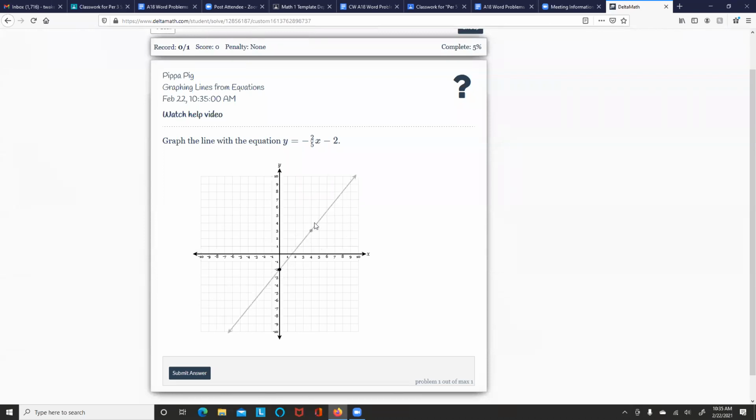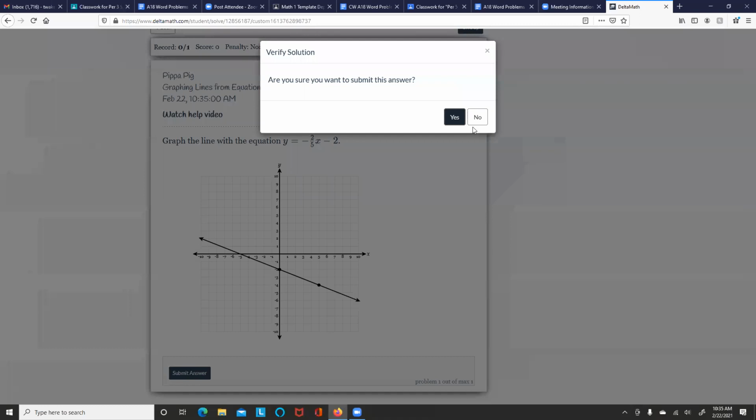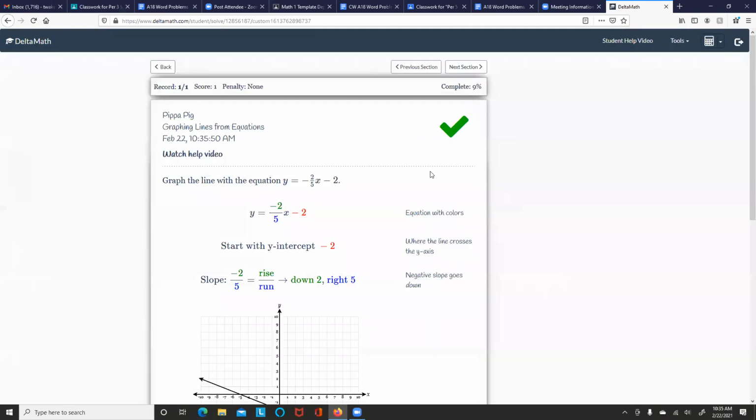I can put a dot. And then the slope is -2/5. So I need to go down 2 and over 1, 2, 3, 4, 5, like that. Okay, and then I'm going to submit my answer. So start at -2 and go down 2 over 5, right? Because that's the slope, -2/5. Submit my answer. Yes. Yay, we got it right.